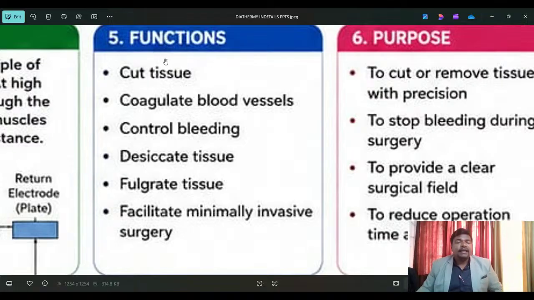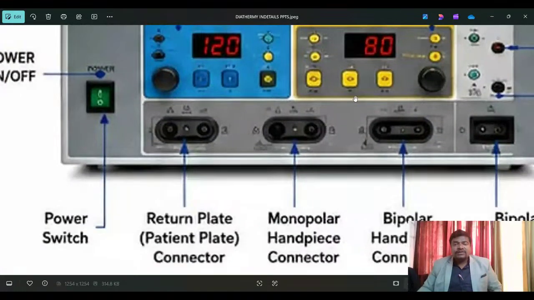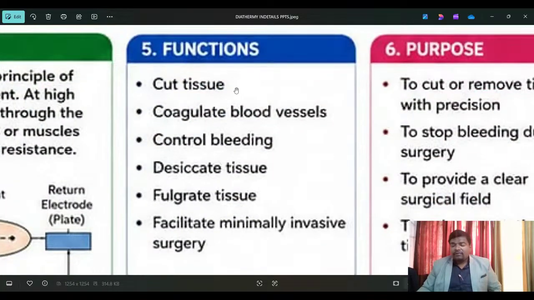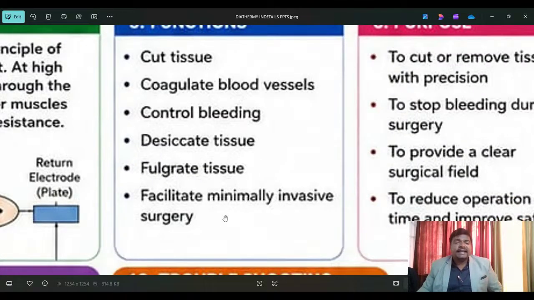And function: see here, this is the complete function. What is the main function of this equipment? First is cutting tissue, then coagulating blood vessels, controlling bleeding, desiccating tissue, fulgurating tissue, and facilitating minimally invasive surgery. This is very important equipment for doctors, because by operating it they do all these things. That's why it is a very easy way for the doctor to complete the surgery.